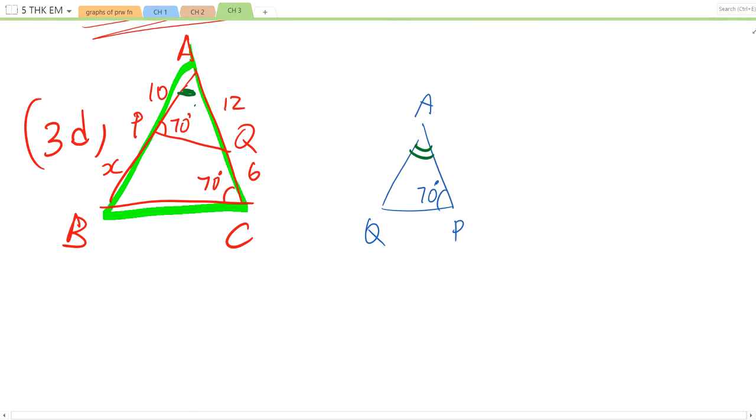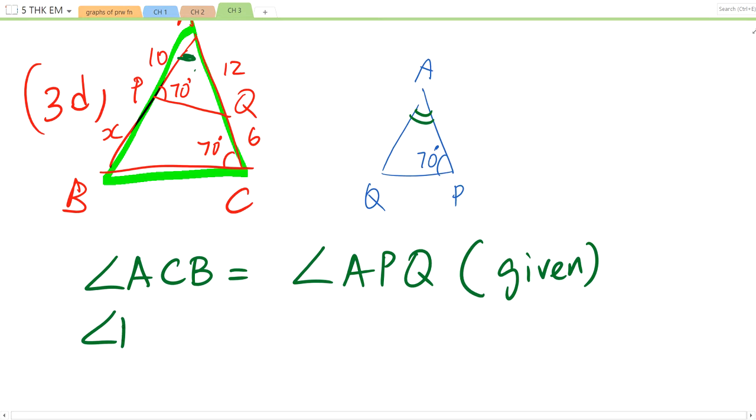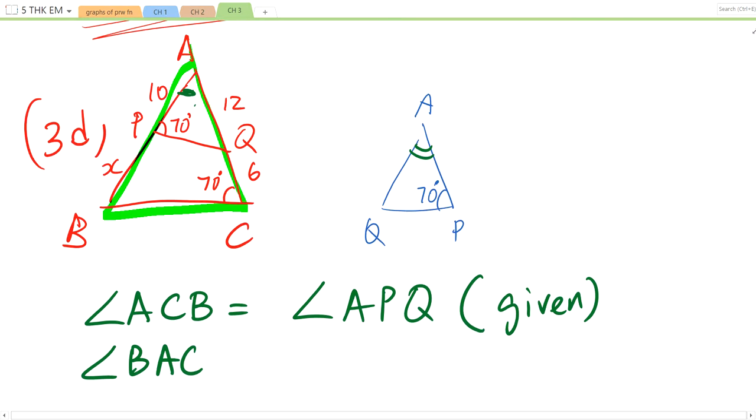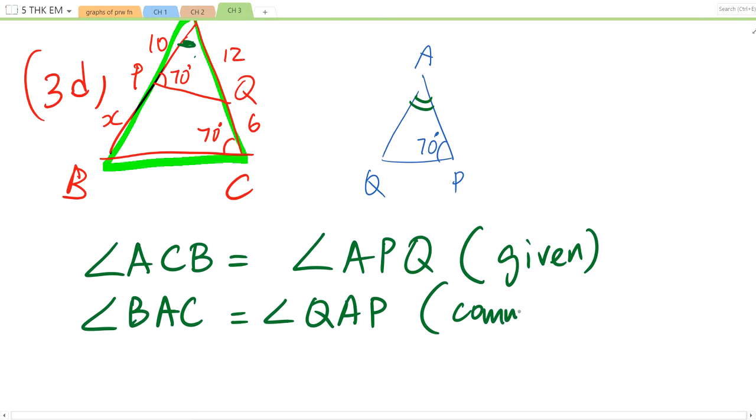So to prove that these two are similar, we just need to state that angle ACB equals to angle APQ. What's the reason? Given, yeah, it is given. Another angle, angle BAC equals to angle QAP. Agree? What is the reason? Common. It is not given. It is common. Common angle. So, do I conclude now?